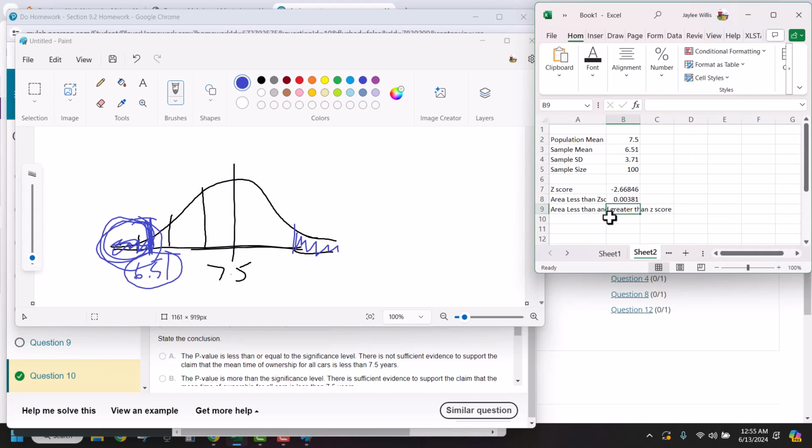So if you had that, you would basically just take this number and multiply by 2. So this is what we call a two-tailed test, because you're looking at the likelihood that it could be either less than or more than. And usually the wording for that will say that it's different than the mean of 7.5.